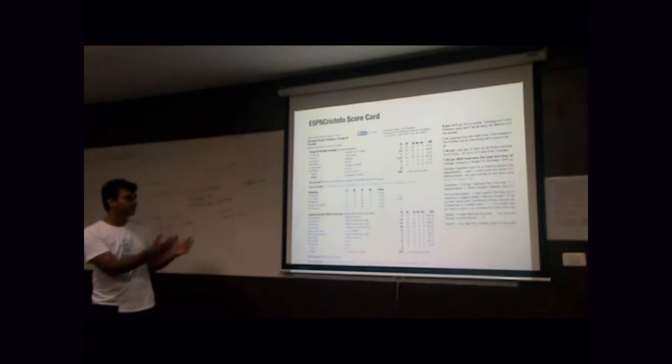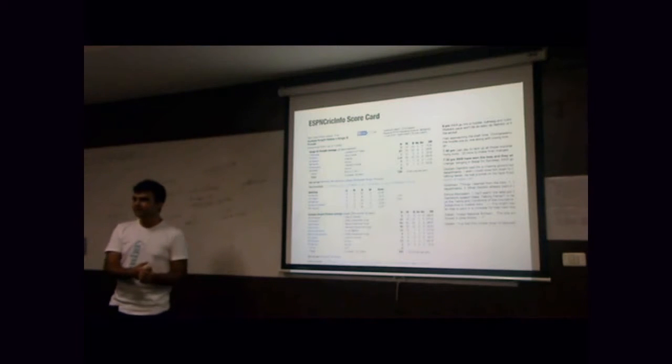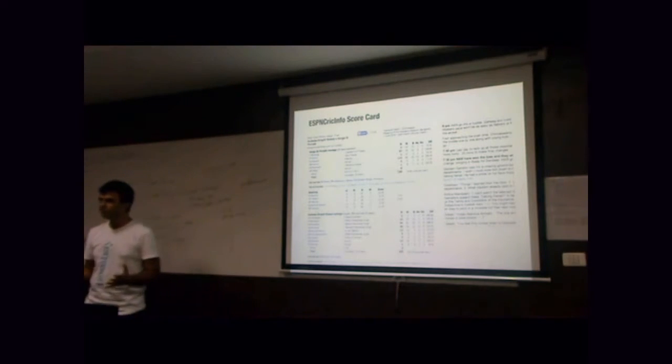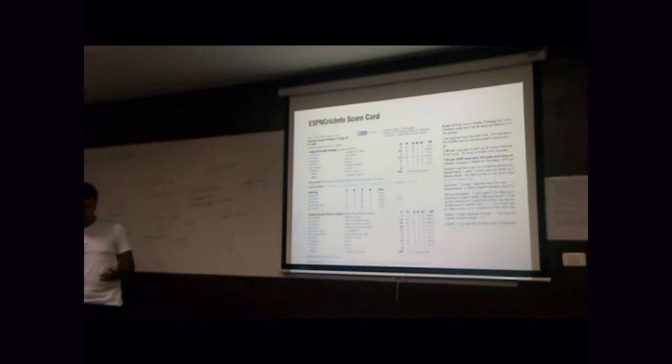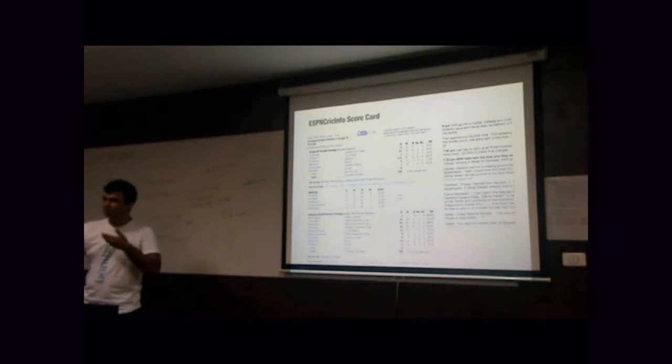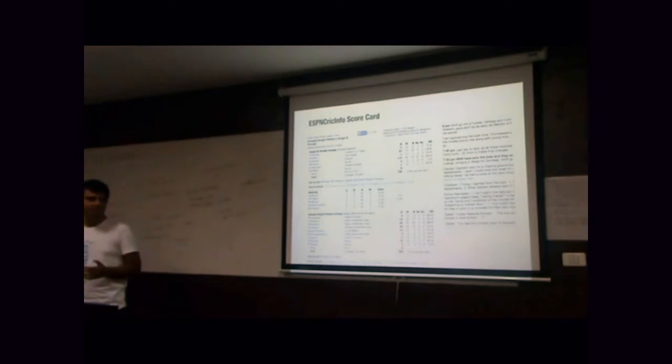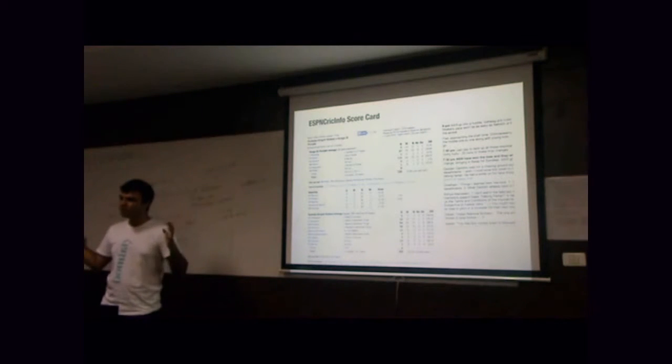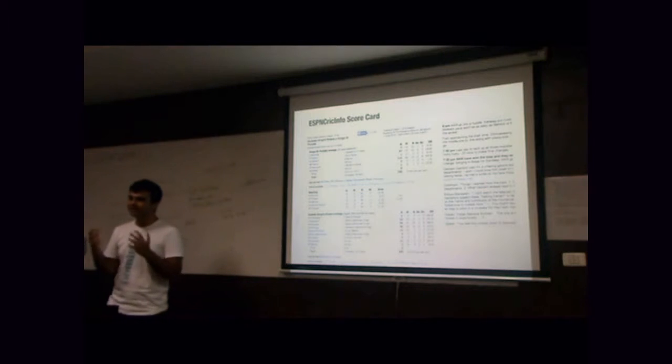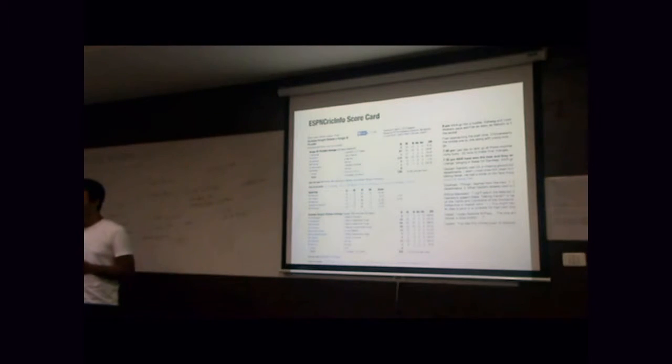Now, this is the typical cricket scorecard that you see in most sites. It's extremely text heavy, right? There's a lot of scrolling. There are multiple pages. So the task given to us was, how do you concisely communicate cricket scores in a very quick way, right?